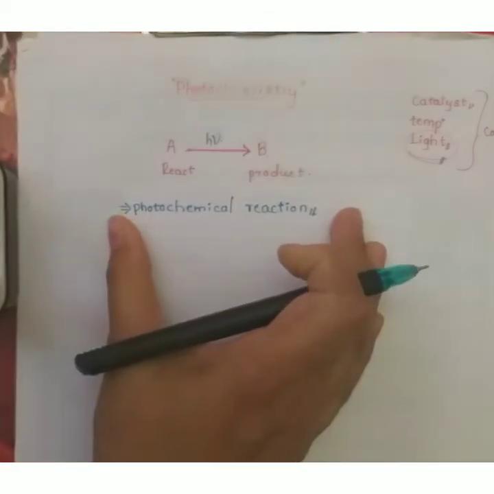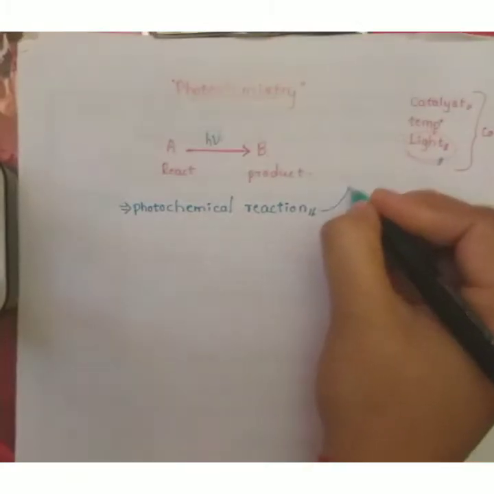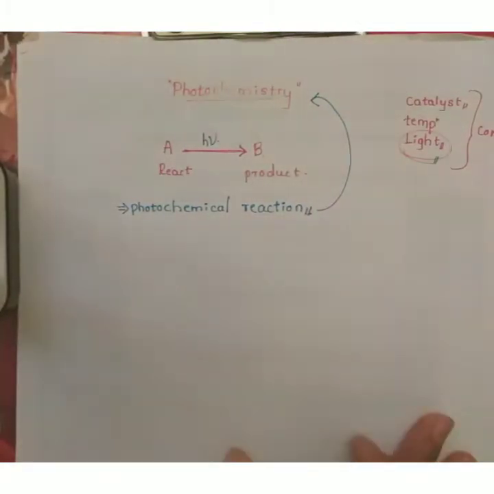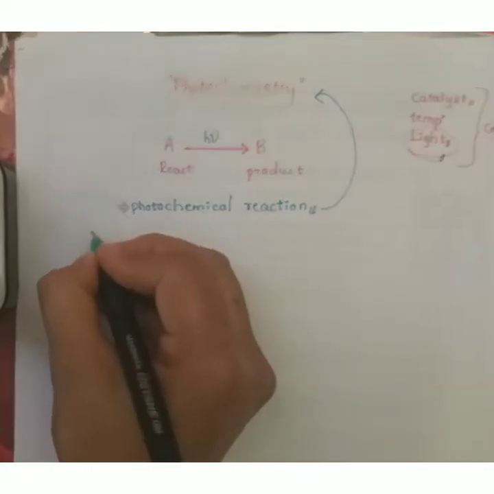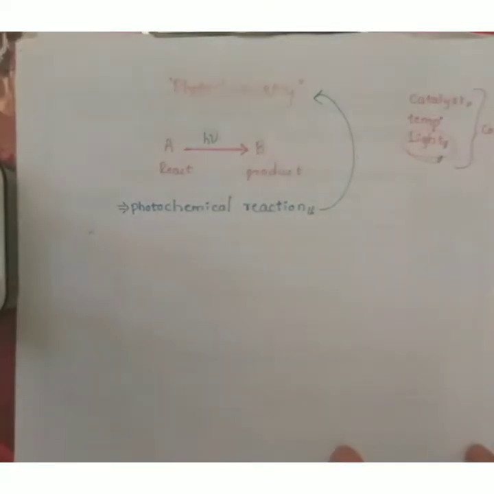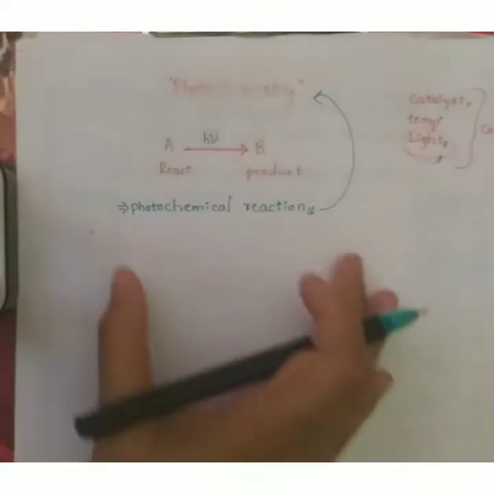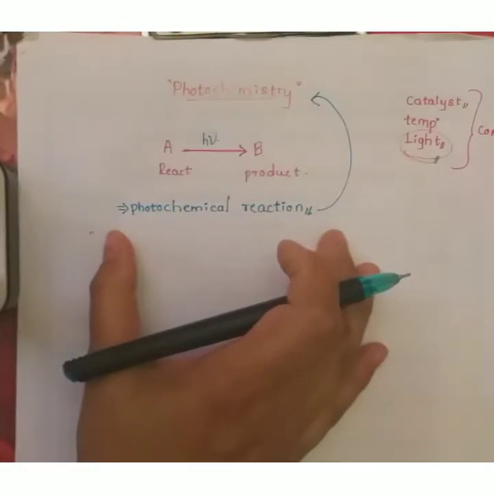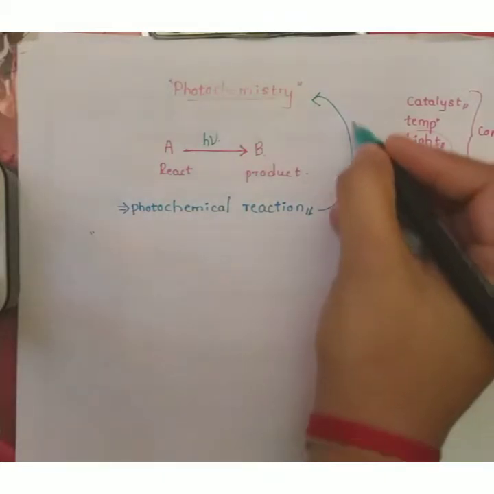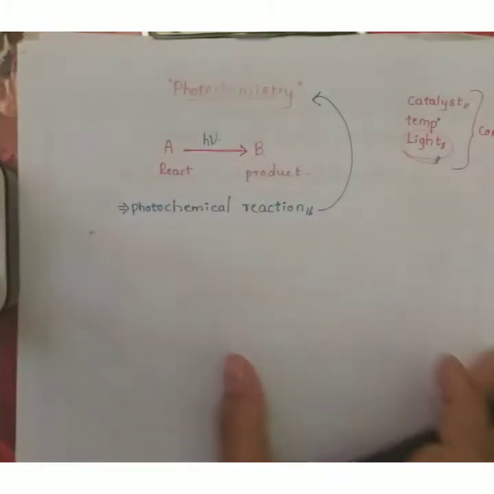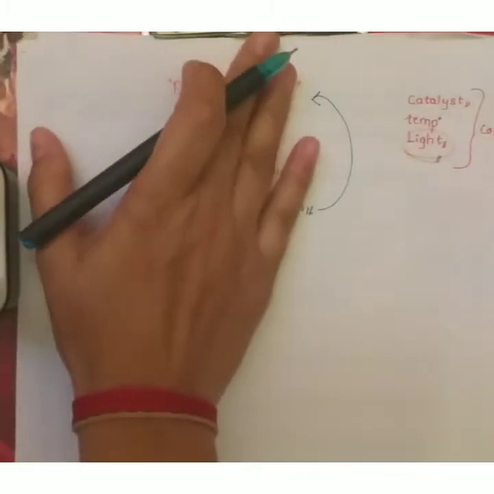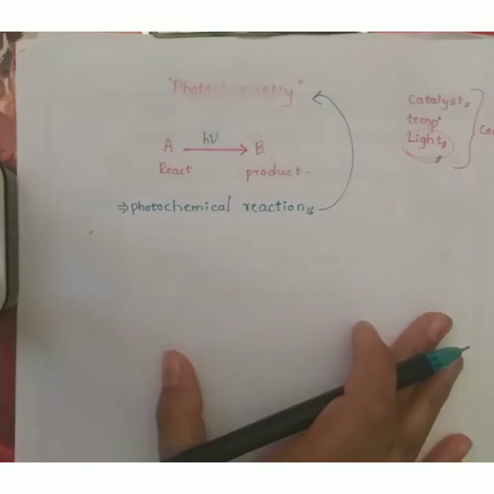The study of such photochemical reactions is nothing but photochemistry. Now we can define photochemistry as a branch of chemistry which deals with the study of the reactions that are initiated and carried out in the presence of light radiations. Such reactions are called photochemical reactions, and the study of these reactions is nothing but photochemistry.